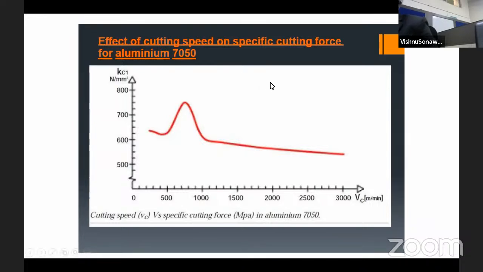This is one phenomenon of this. We have seen the cutting force, specific cutting force and the cutting energy. After that, there is no vibration of the machine tools.